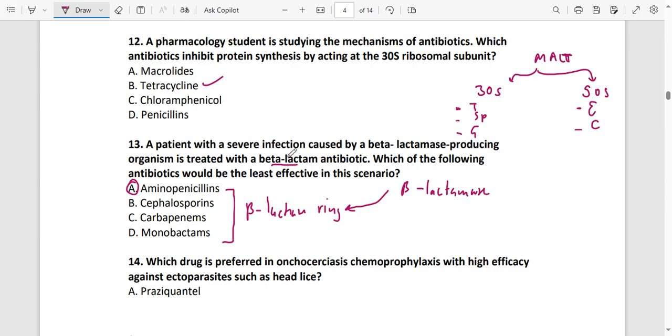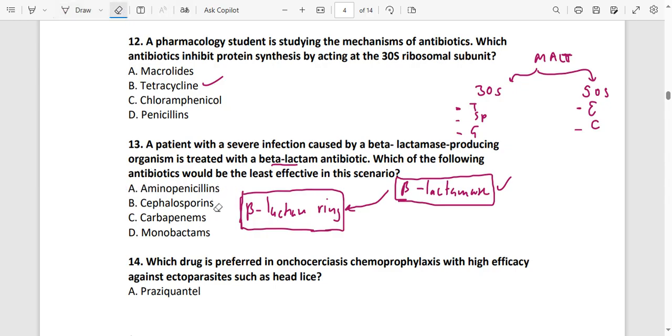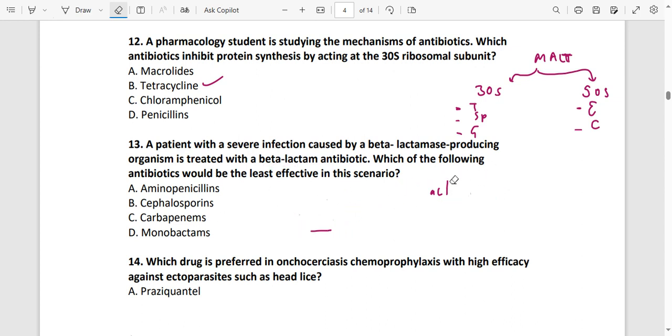Okay. But then let's get the question back. A patient with severe infection caused by beta lactamase producing organism is treated with beta lactam antibiotics. Which of the following antibiotics would be the least effective? Of the beta lactams, most of them are actually going to be resistant to this beta lactamase, even when the bacteria produce the beta lactamase. But the penicillins are really poor. They are not resistant to the beta lactamase. And an example of a penicillin are these aminopenicillins like amoxicillin and ampicillin. Hope that is fine.